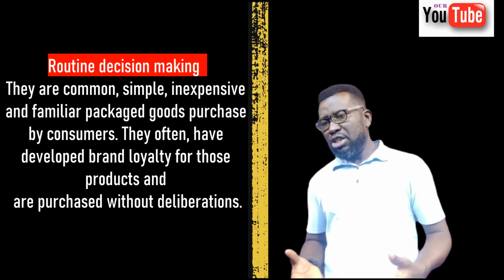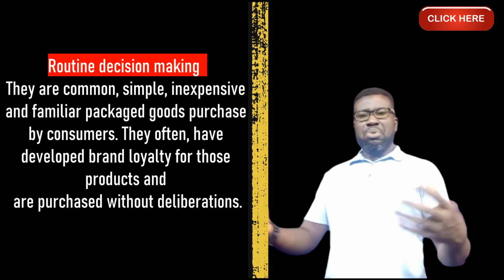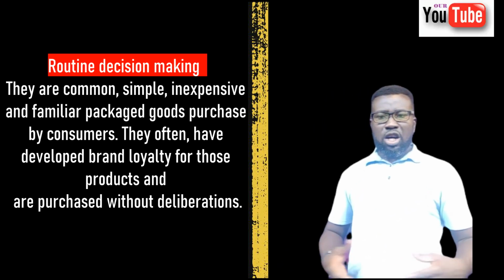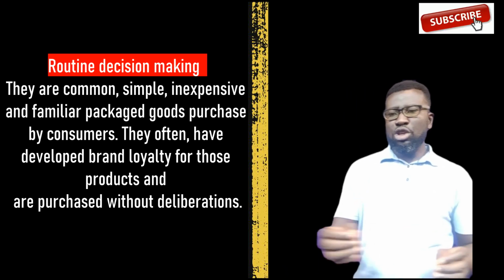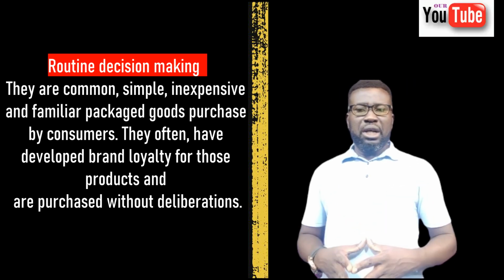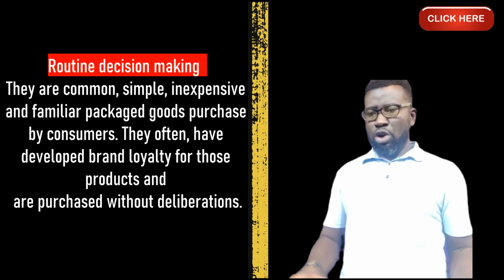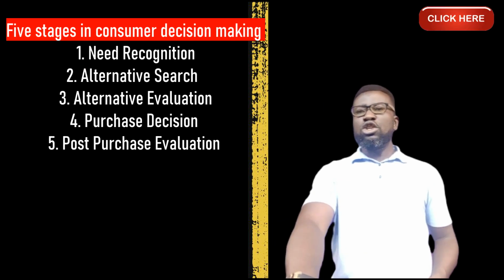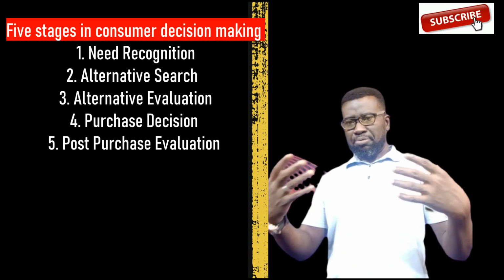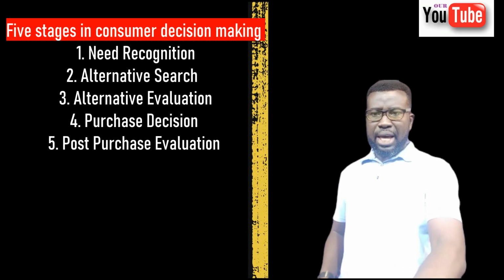So, what do marketers need to do? Marketers use celebrities, spokespeople, and other non-product related cues to encourage purchases of low involvement products. Okay, now let's discuss the five stages in consumer decision making, as we mentioned earlier.